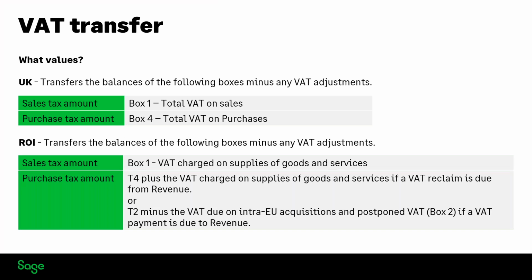Now, when the VAT transfer happens, what values would you normally transfer? If you're UK based, you're going to transfer the balances from box 1 and box 4. So box 1, you're going to journal from your sales tax control account across to the VAT liability, and similarly the figure in box 4, you're going to journal across from your purchase tax control account to your VAT liability. And what you should be left with on that VAT liability is either what you owe liability-wise or what you can recover.